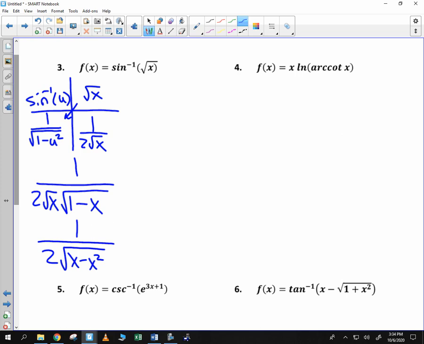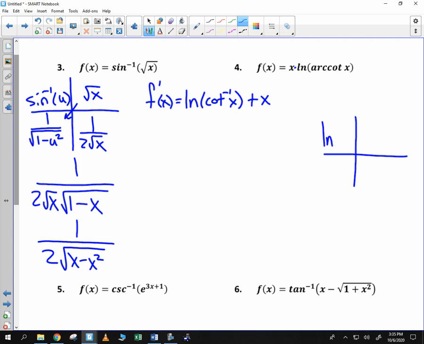Now, don't get too worked up, but in this situation, you can see we have the product rule. So we're going to take the derivative of x, which is 1, times the natural log of arc cotangent, or cotangent inverse of x. We have plus x times, now we just need the derivative of natural log of arc cotangent of x. That's going to require the use of the chain rule.